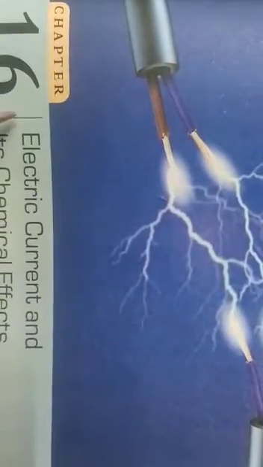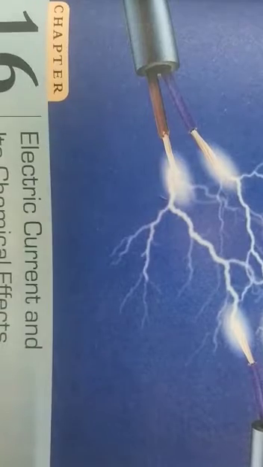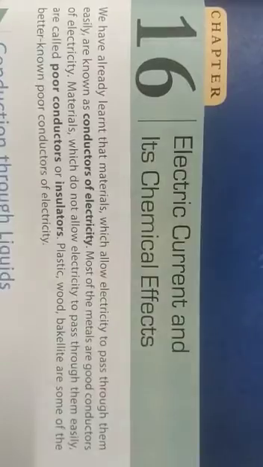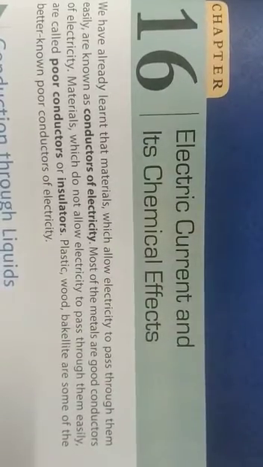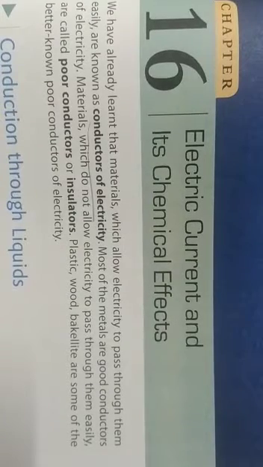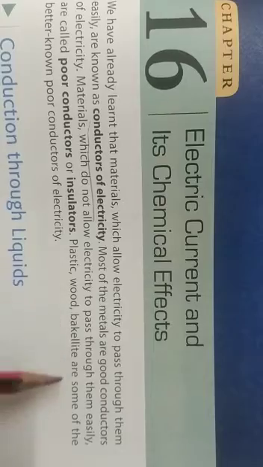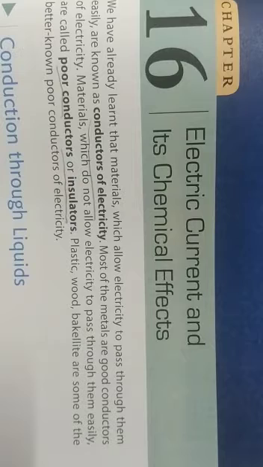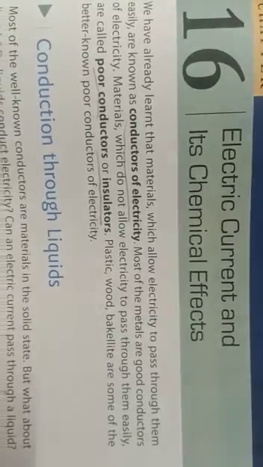Good morning, students. Let's start your new chapter, chapter number 16, electric current and its effect. Since we know that materials which allow electricity to pass through them are known as conductors of electricity, most of the metals are good conductors of electricity, and materials which do not allow electricity to pass through them are called poor conductors or insulators, like plastic, wood, bakelite are some of the better known poor conductors of electricity.